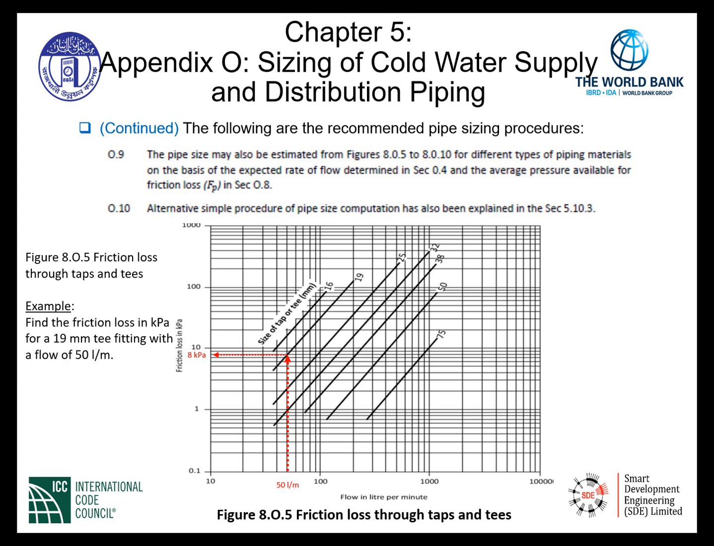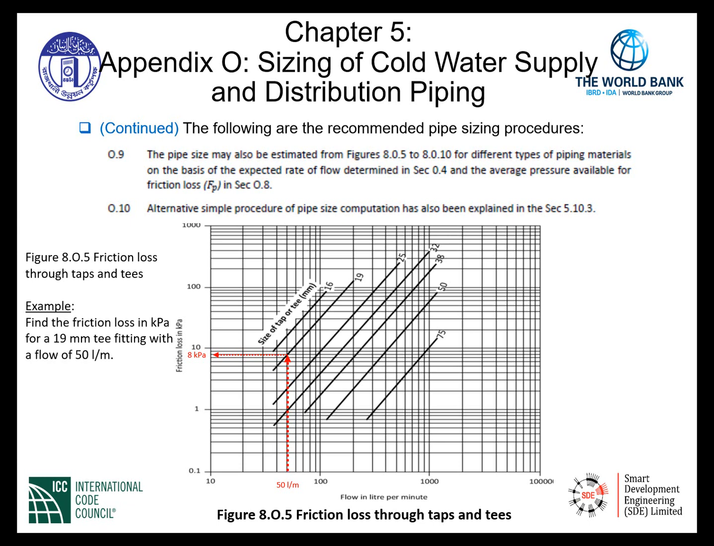So as an example, find the friction loss in kPa for a 19 millimeter T fitting with a flow of 50 liters per minute. We can simply go to the horizontal axis on the logarithmic scale. As can be seen, it starts at 10 liters per minute, so we move over to 50 liters per minute. At 50 liters per minute, we rise up and intersect with the diagonal curve indicated at 19 millimeters.